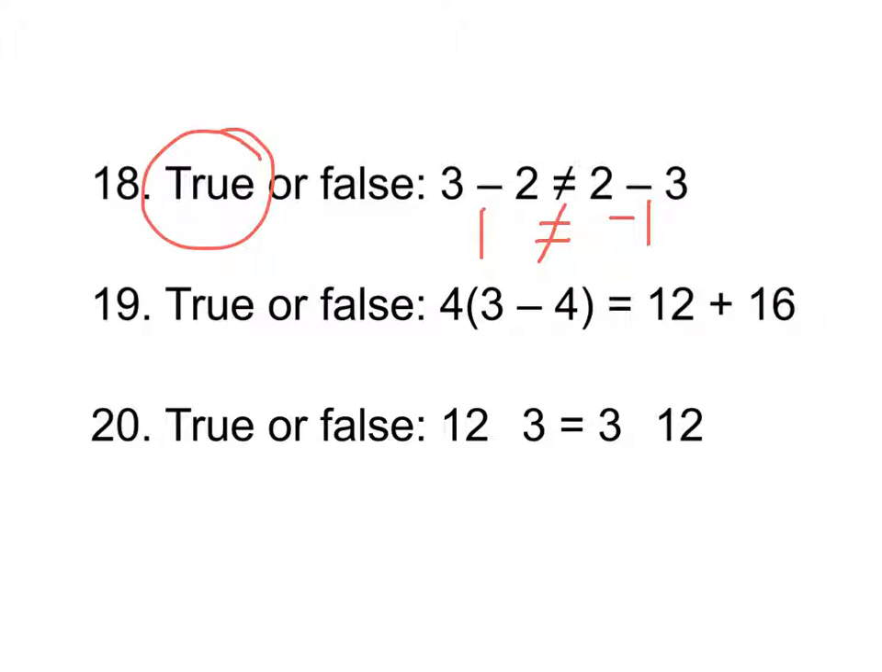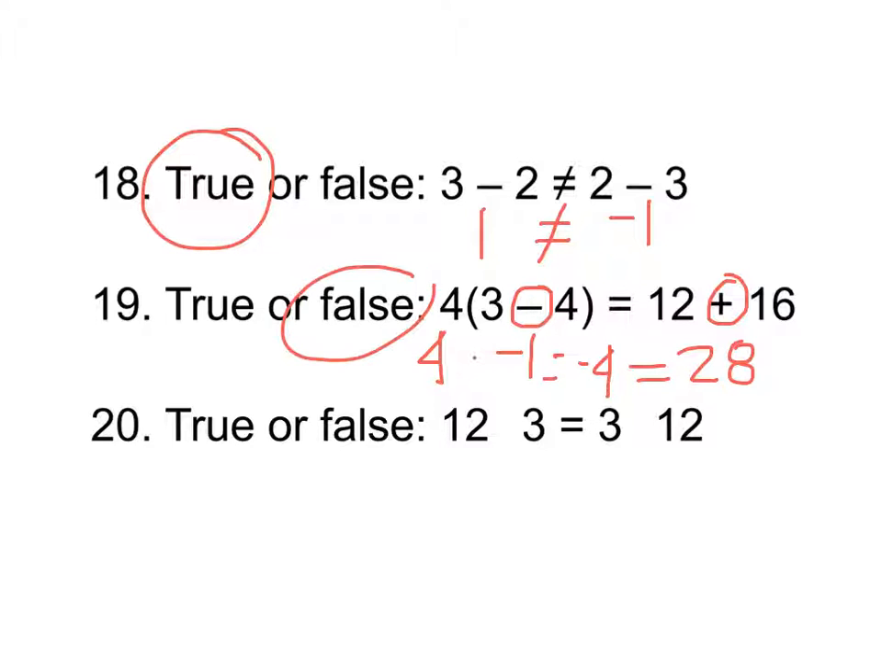Okay, with the next statement, I can see right away that this is negative and this is positive, so these can't be the same. But we can go ahead and compute it. 3 minus 4 would be negative 1. 4 times negative 1 would be negative 4. And 12 plus 16 we already know is positive, so it definitely can't be the same answer. 28 and negative 4 are not equal, so this is a false statement. Finally, 12 divided by 3 would be 4. 3 divided by 12 would be 1/4. So these are not equal, so this is a false statement.